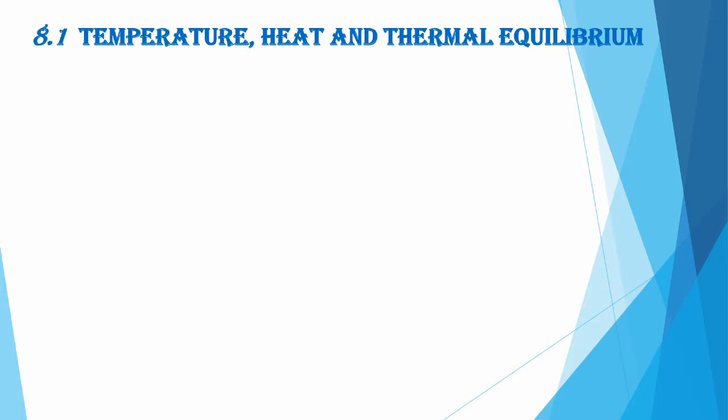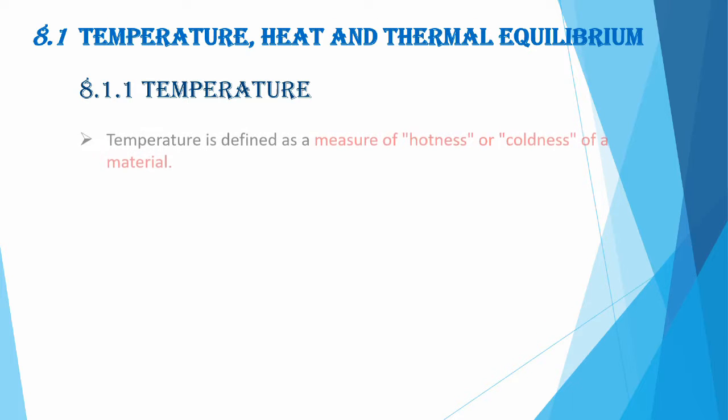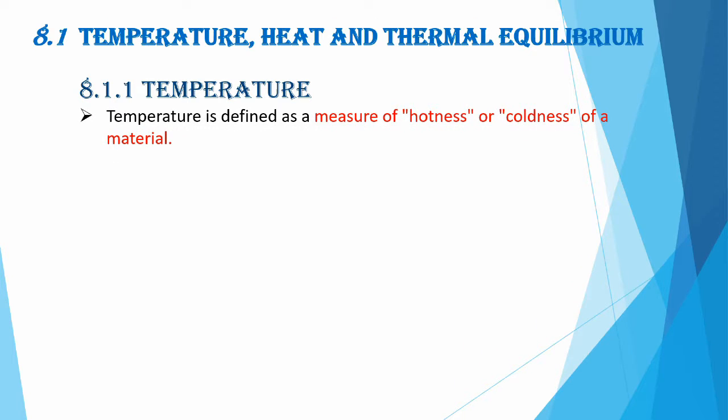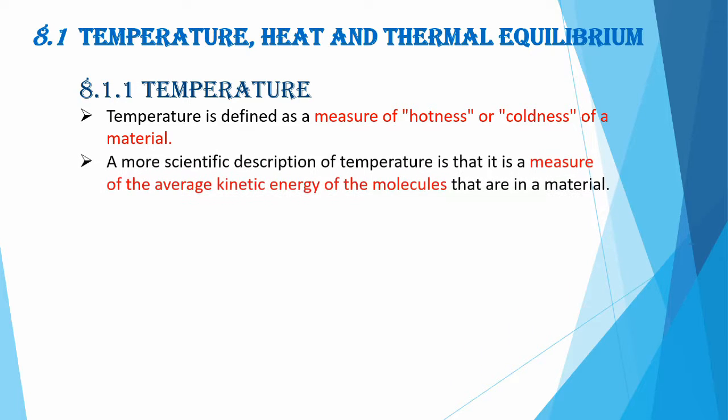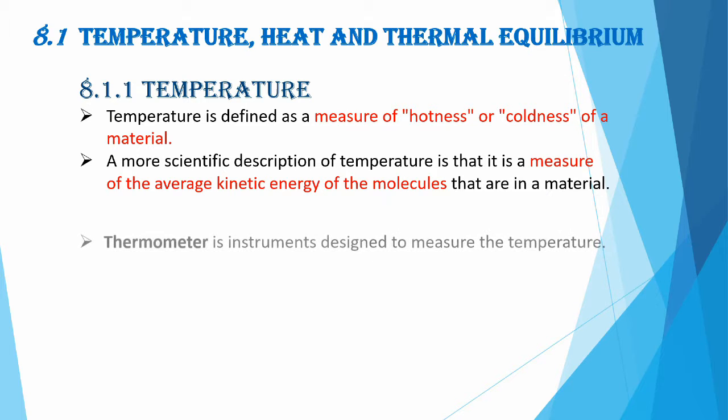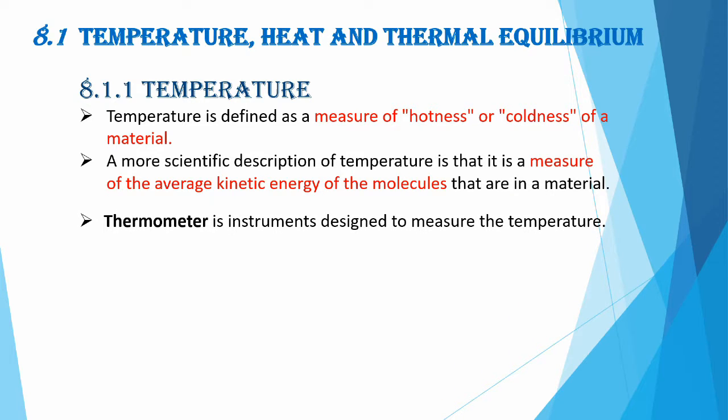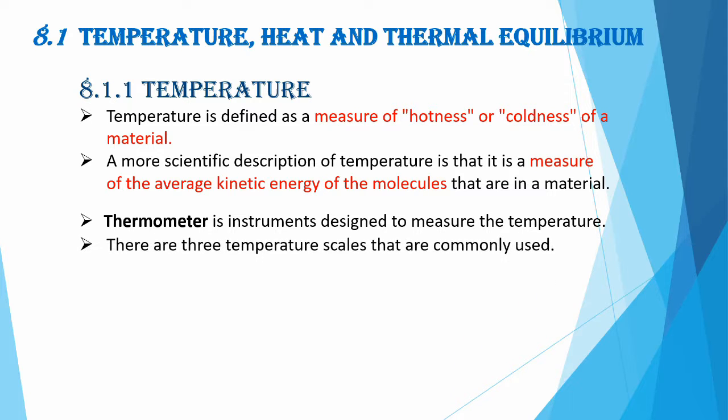8.1, Temperature, Heat, and Thermal Equilibrium. 8.1.1, Temperature. Temperature is defined as a measure of hotness or coldness of a material. A more scientific description is that it is a measure of the average kinetic energy of the molecules in a material. A thermometer is an instrument designed to measure temperature.